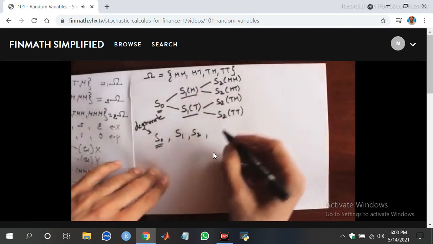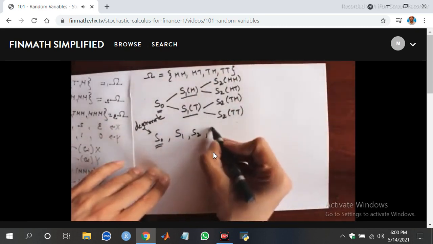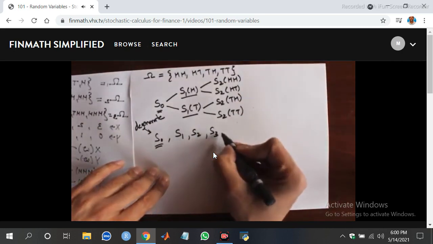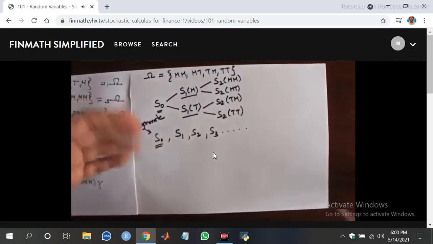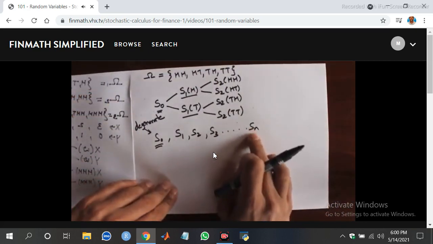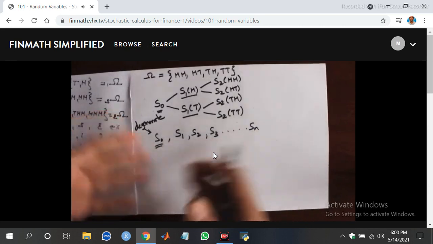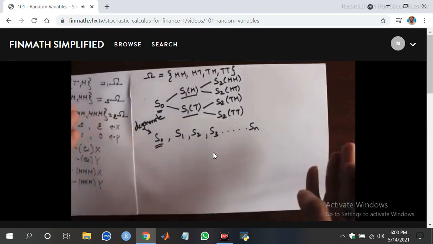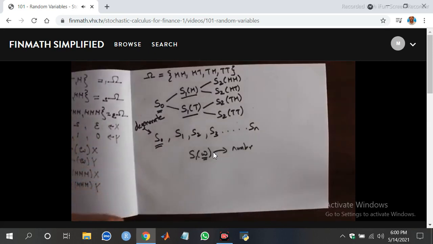We could toss another coin and define the value of the stock at time 3 as S3, and that would be a random variable as well. And likewise, we can continue the experiment to n number of tosses, and the value of the stock at time n would be Sn. This would be random because again it depends on the first n coin tosses, right? So that's pretty much what I wanted to talk about for random variables.